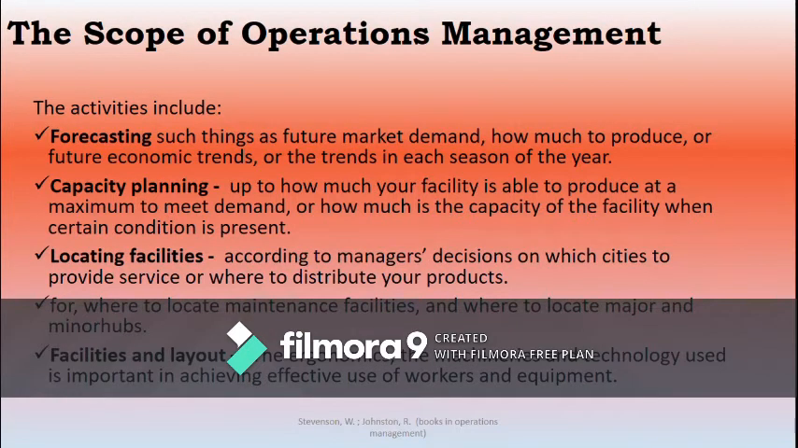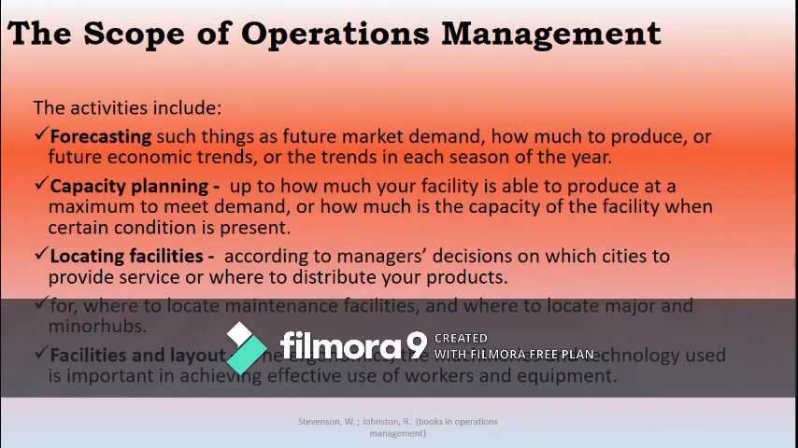So companies forecast, and they need to stock up more on the ingredients for that certain season. Capacity planning, of course, we already discussed this. It is how much your facility is able to produce at a maximum to meet demand, and how much is the capacity of the facility when certain conditions are present. And then locating facilities according to the manager's decision on which cities to provide service or where to distribute your products. Of course, there is also market segmentation. You cannot just put your product in a certain market wherein you know no one will buy it or patronize it.